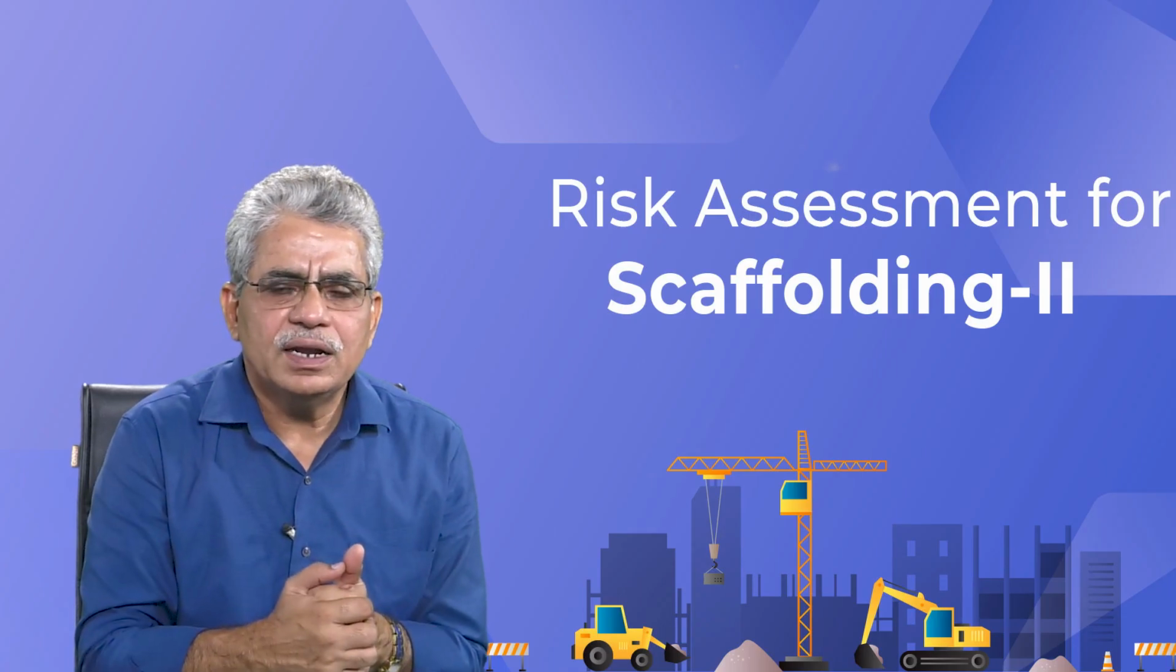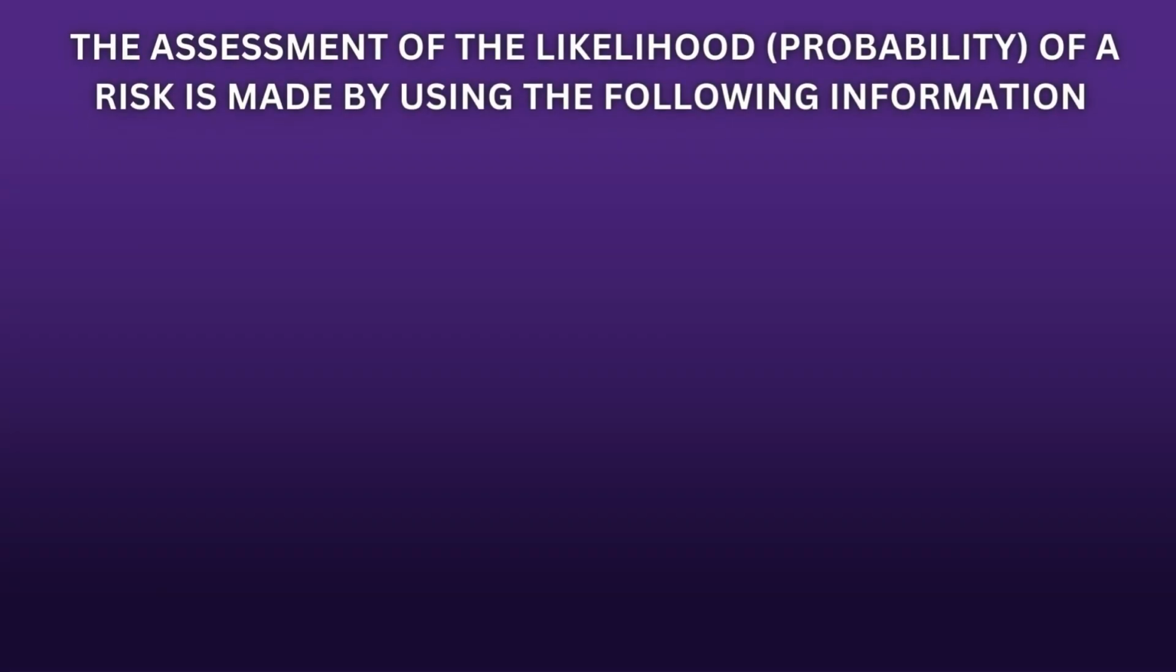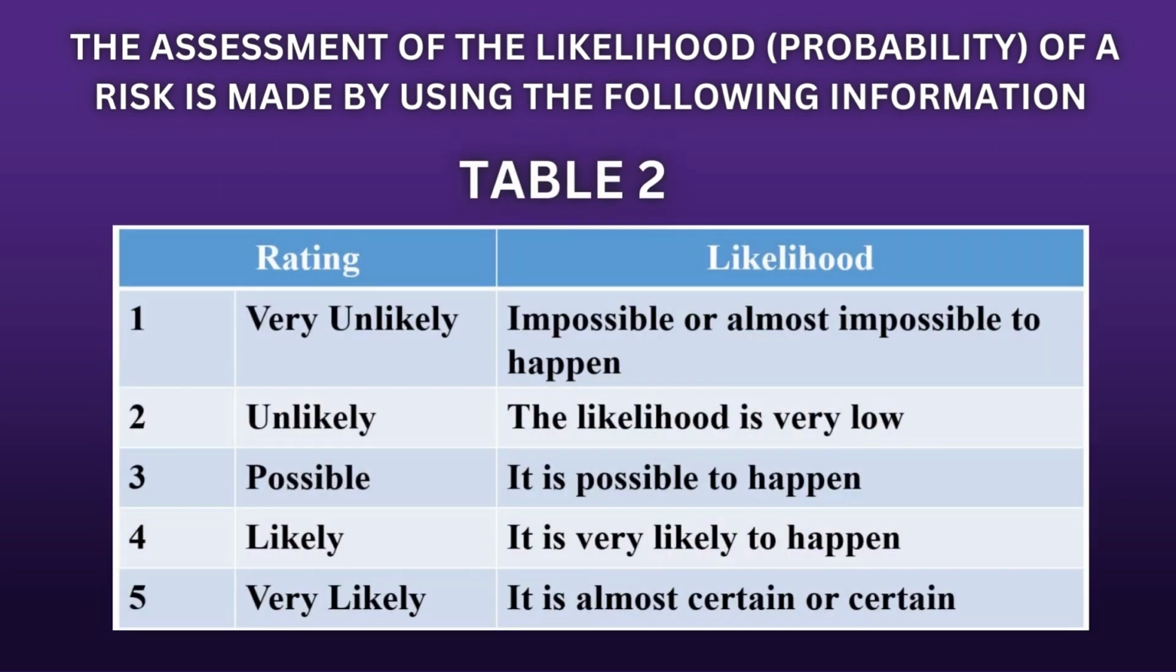The assessment of the likelihood or probability of a risk is made by using the information given here in table 2. The ratings are from very unlikely to very likely, and their likelihood is explained in this table. Very unlikely is impossible or almost impossible to happen. Unlikely event, the likelihood is very low. Possible, it is possible to happen. Then likely, it is very likely to happen. And very likely means that it is almost certain that it will happen.